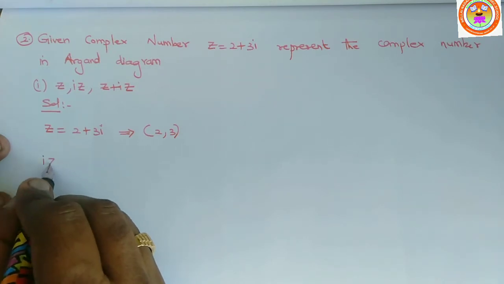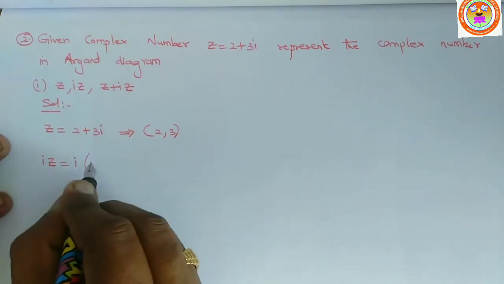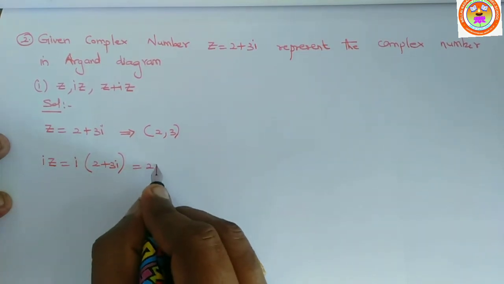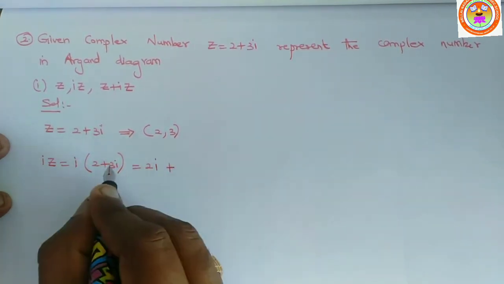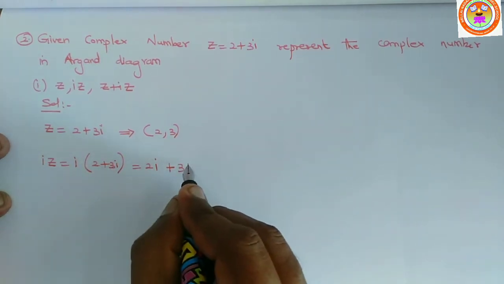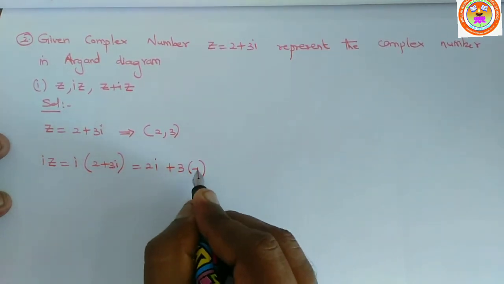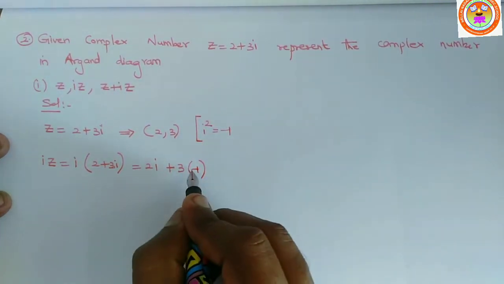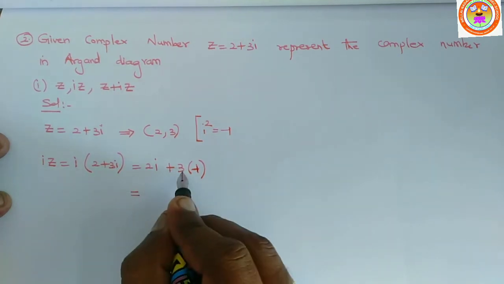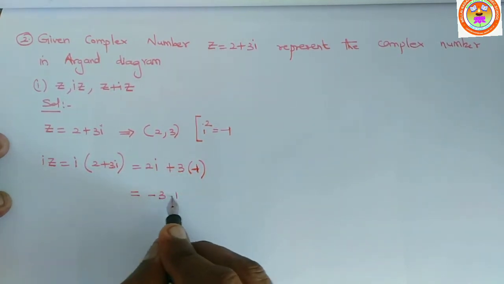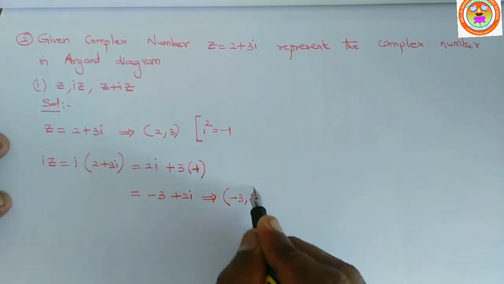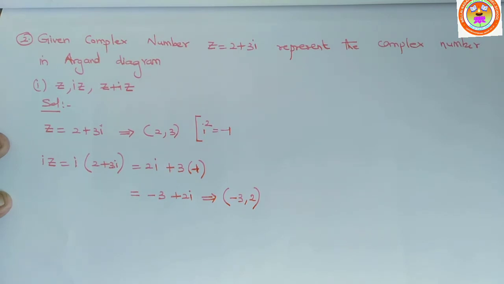Next, what is given? iz. So i into z, what is the z value? 2 plus 3i. Writing i into 2 is 2i, plus 3 into i squared. We know the i squared value: i squared is nothing but minus 1. You should learn this. So write it properly: 3 into minus 1 is minus 3. Minus 3 plus 2i. So we can represent the point minus 3 comma 2. If you represent a point, it's very easy, no? So we only represent a point.